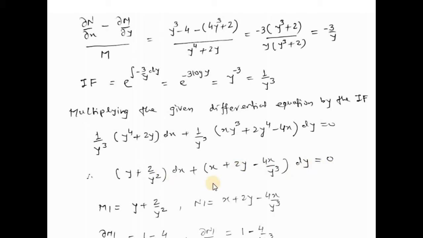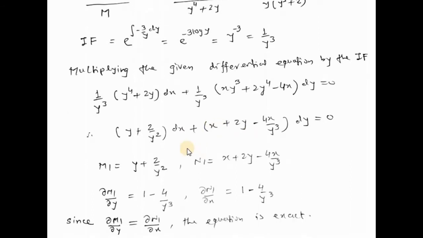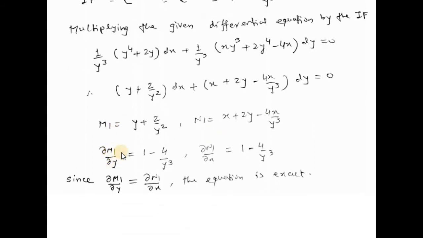Now we have to check whether this equation is exact or not. For that we will compare it with M1 dx + N1 dy = 0. So here M1 will be y + 2/y^2 and N1 will be x + 2y − 4x/y^3. Next step, we have to find ∂M1/∂y. It will be 1 because the derivative of y is 1. Now the derivative of 1 divided by y^2, that is y^(−2). The derivative of y^(−2) will be −2 times y^(−3), which can be written as −4 divided by y^3.